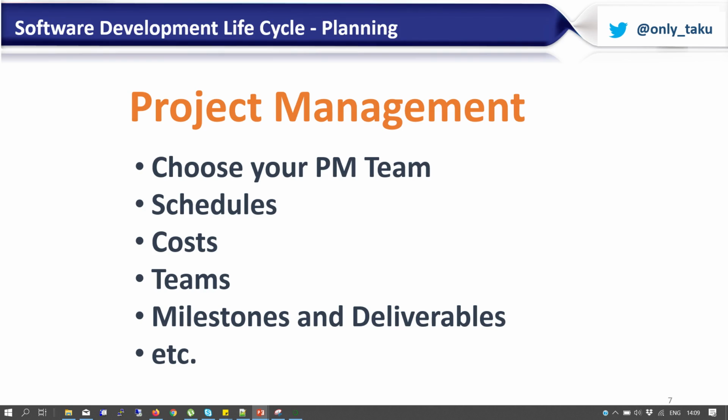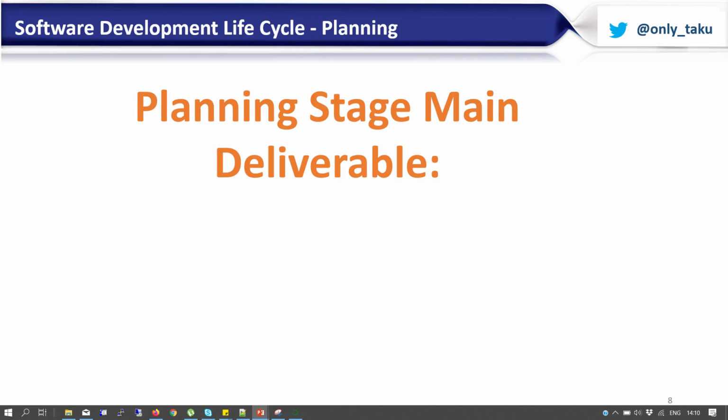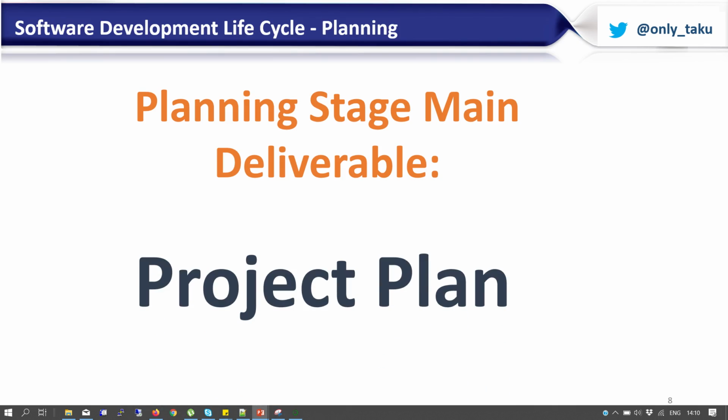So basically, project management is just coming up with the structure of the project: how it's going to be done, who's going to do what, and how we can determine whether we have achieved our goals or not. So at the end of this planning stage, after you've done your project initiation and your project management, the main deliverable of that stage is the project plan.